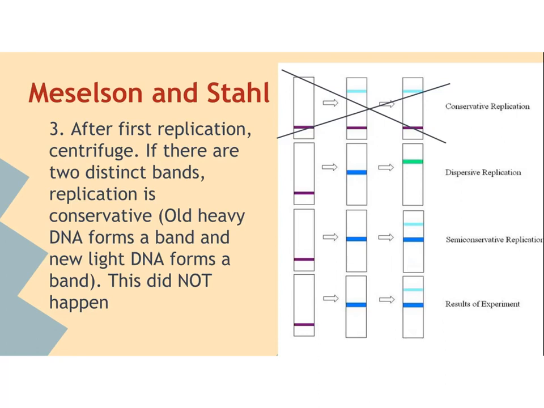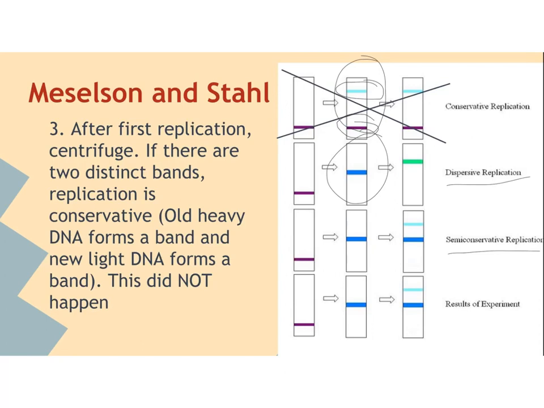They predicted that after the DNA had replicated one time, if the conservative model was correct, we would have two distinct bands of DNA. We would have a band that contained all the original heavy DNA, and a band that contained all the new lighter DNA. What they found was they did not get two distinct bands like this. They got just one band. So that showed them that the conservative model was wrong. This wasn't enough to show if the dispersive model or the semi-conservative model was correct, because either way, you would expect one band.